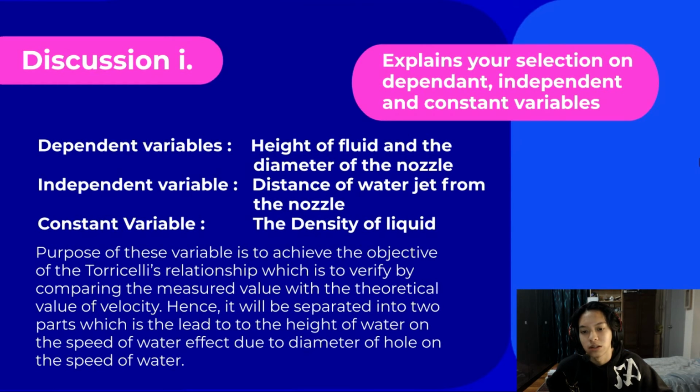Based on the selection above, the purpose of these variables is to achieve the objective or aim of Torricelli's relationship, which is to verify by comparing the measured value with the theoretical value of velocity. Hence, it is separated into 2 parts: the effect of the height of water on the speed of water, and the effect of the diameter of the hole on the speed of water.